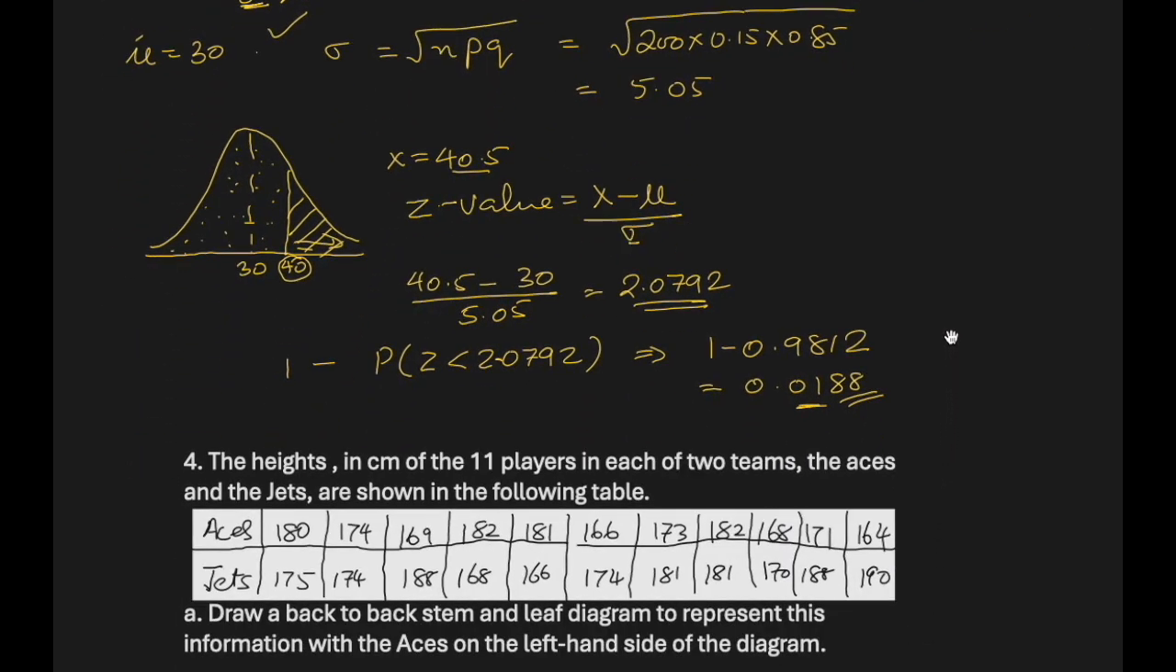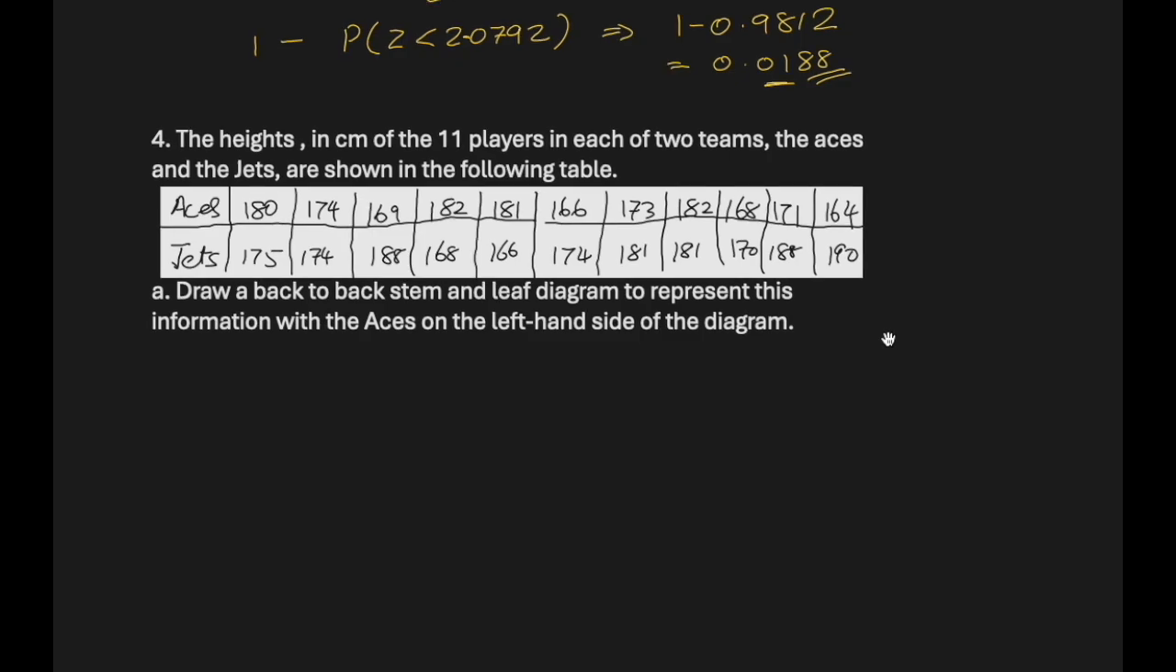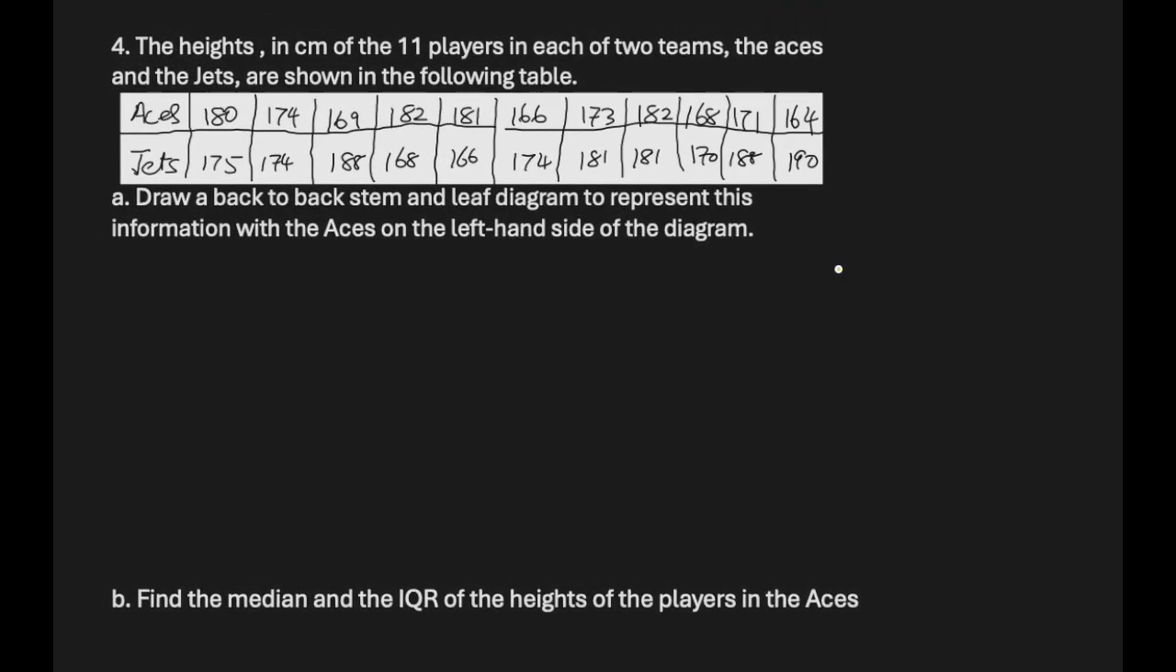Alrighty, question number 4 comes up here. The heights in centimeter of 11 players in each of 2 teams, aces and jets, are shown in the following table. So these are the heights: 1, 2, 3, 4, 5, 6, 7, 8, 9, 10, 11. Draw a back-to-back stem and leaf diagram to represent this information with aces on the left.